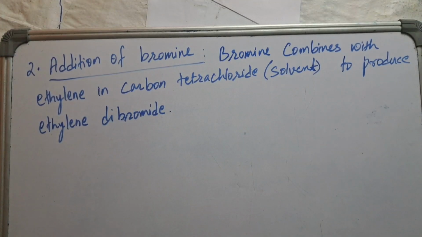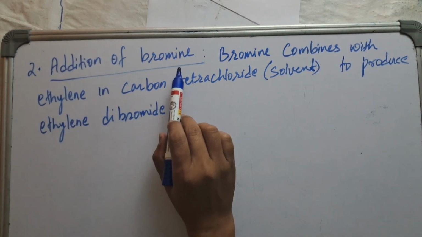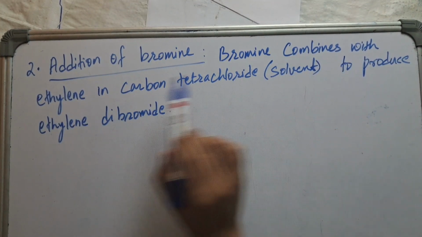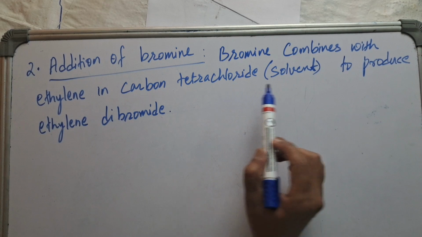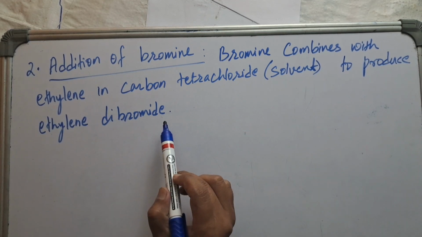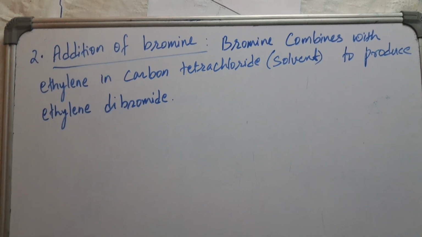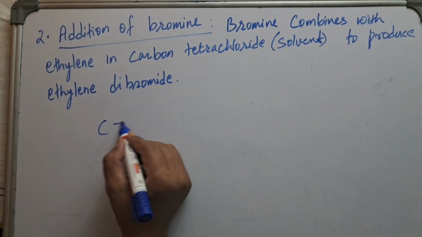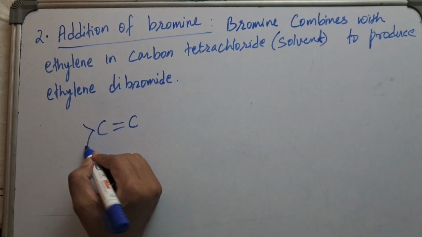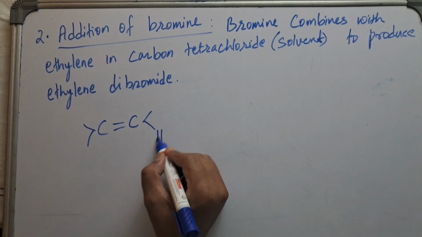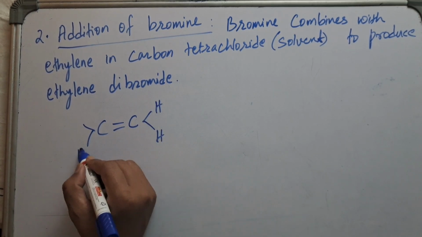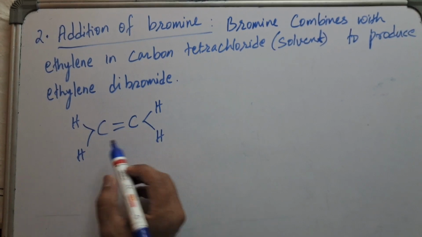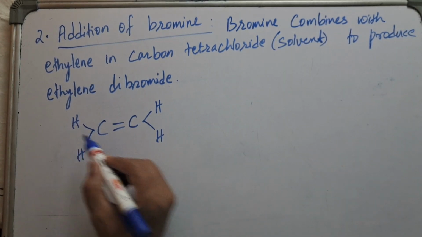Let us see the second type of reaction, addition of bromine. Bromine combines with ethylene in carbon tetrachloride solvent to produce ethylene dibromide. Now let us see the chemical reaction to understand this better. So we have ethylene here, C double bond C, with hydrogen at the four corners, C2H4.